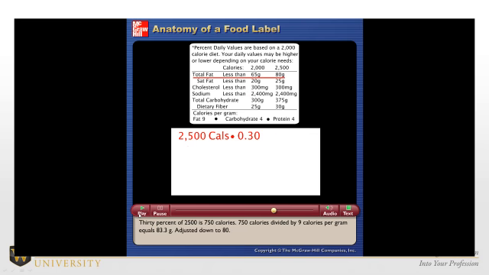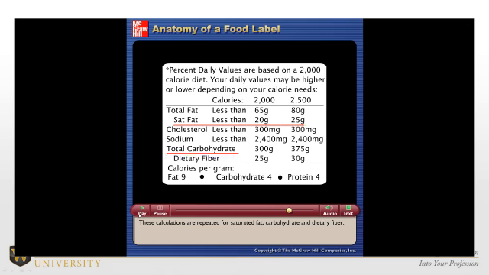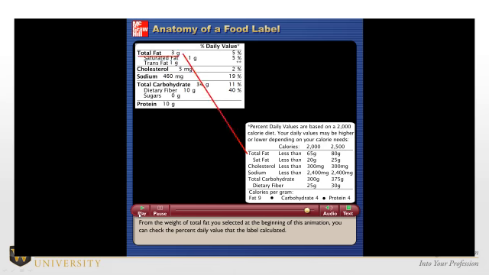30% of 2,500 is 750 calories. 750 calories divided by 9 calories per gram equals 83.3 grams. This is adjusted down to 80. These calculations are repeated for saturated fat, carbohydrate, and dietary fiber. Cholesterol and sodium recommendations are upper limits for intake and independent of the calorie intake. Calories per gram for fat, carbohydrate, and protein are often included. From the weight of total fat on the label, you can check the percent daily value that the label displayed.